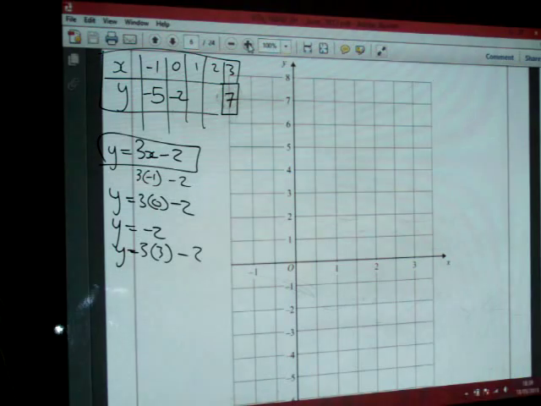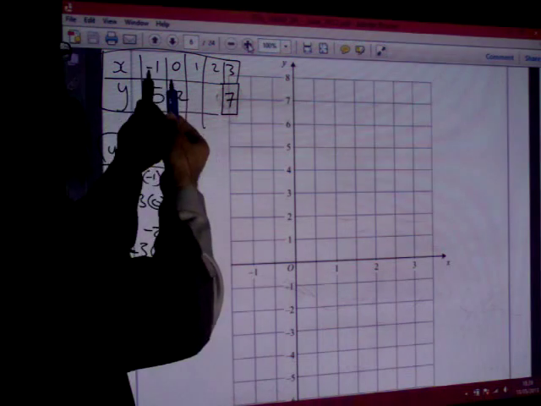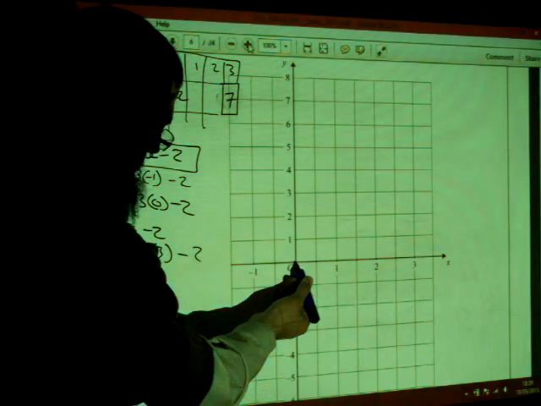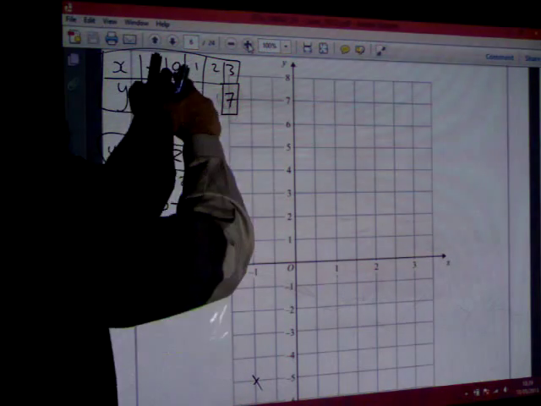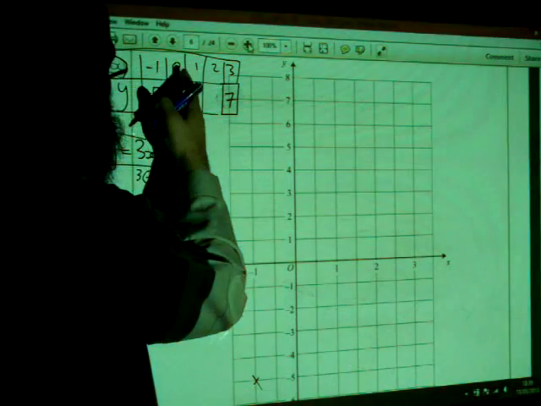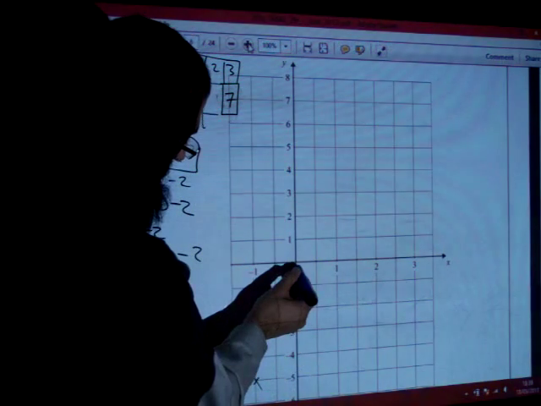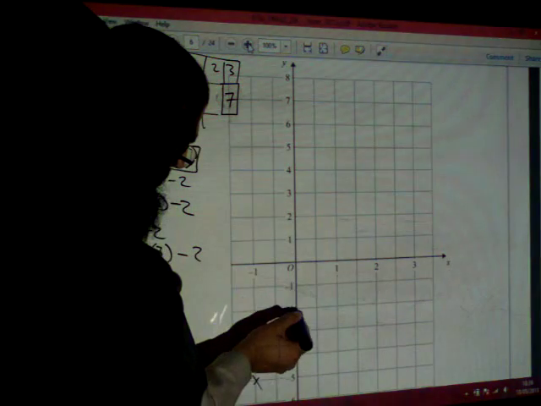Okay, let's plot these points now. The first one corresponds to minus 1 and minus 5. So here's minus 1. We've got to go down by 5, so you put a cross there. Then 0 is 0 along the x, minus 2 along the y. So here's 0 along the x. Come down by 2.